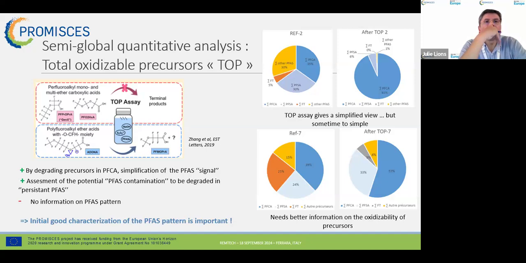So it can be a good tool to simplify this PFAS signal, but we have no information on the PFAS pattern. I mean, the nature and the specificity of each PFAS present in the sample. And it's also useful to monitor some matrices to make long-term monitoring, but at the starting point, we need a good characterization of the PFAS pattern to be sure that the TOP assay is suitable with the PFAS present in the matrix and that all will be oxidized by this TOP assay approach.